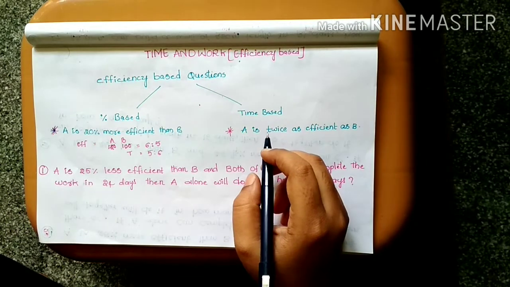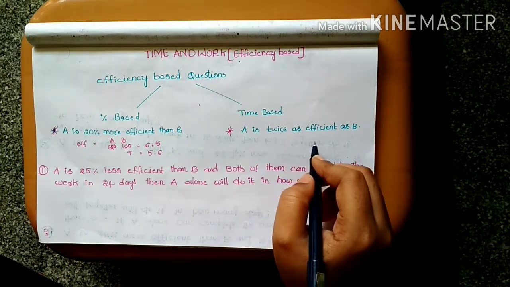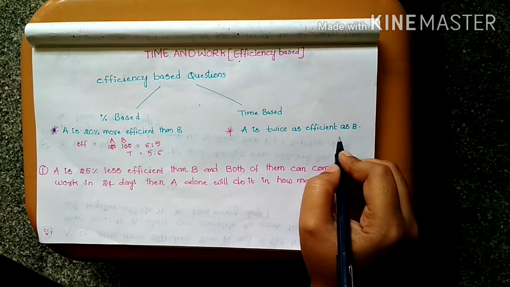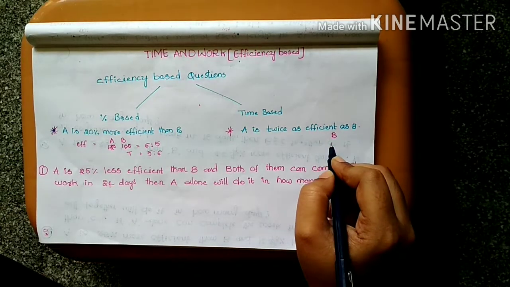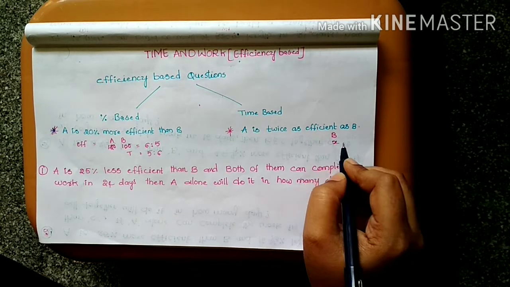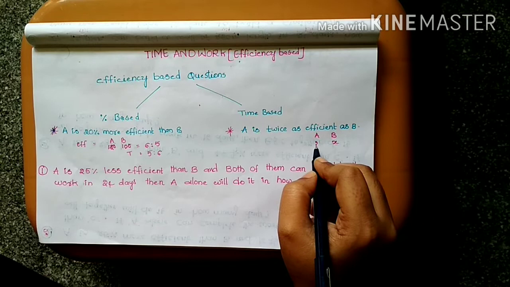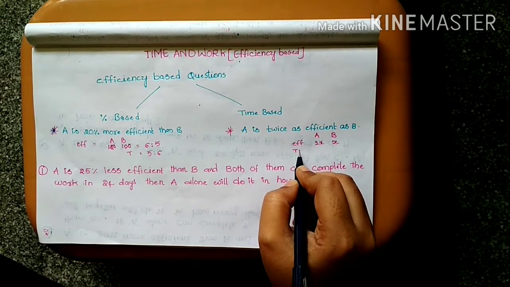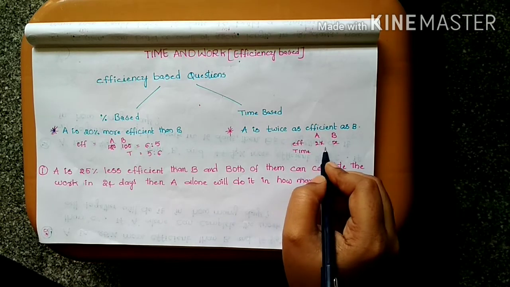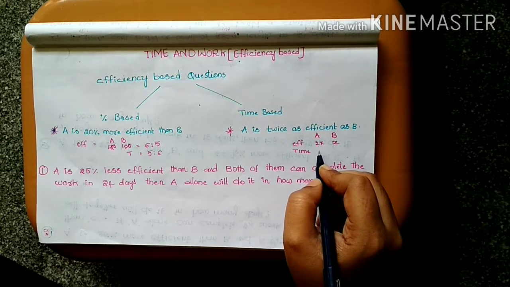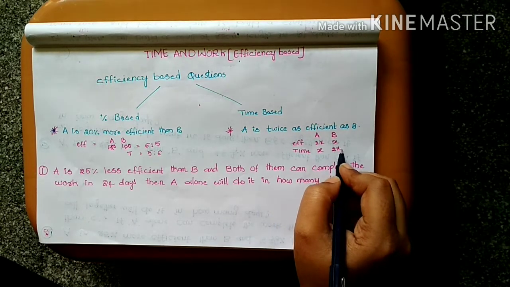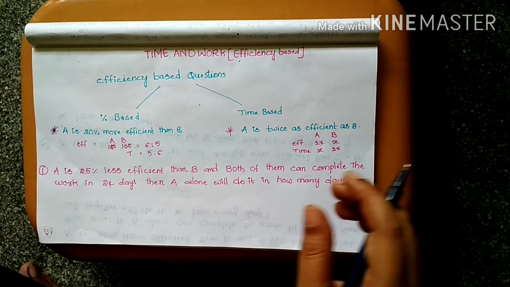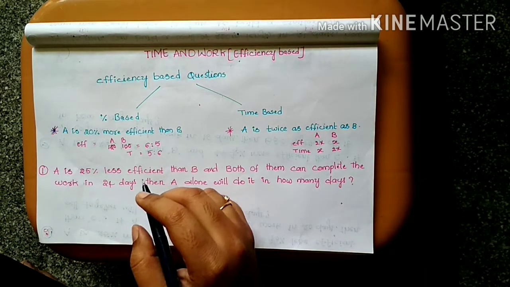Next one, time based. Here A is twice as efficient as B. Suppose B is x, so A is 2x in efficiency. In time, inversely proportional, so it is 2x to x, like that. Move on to the questions.